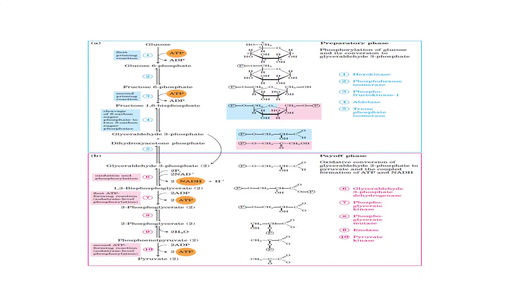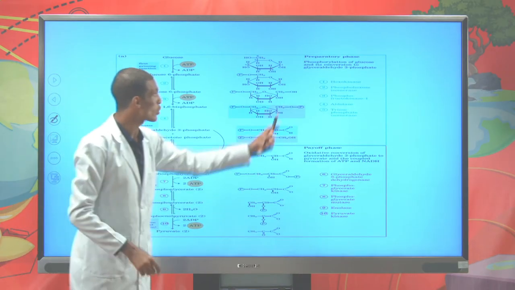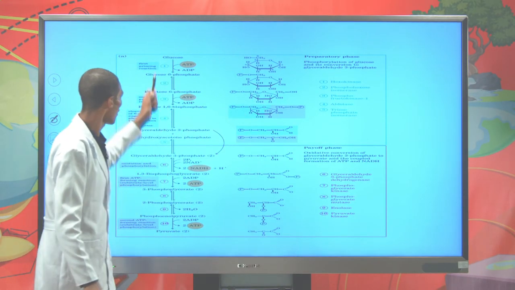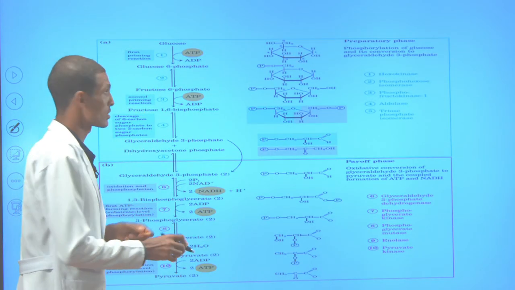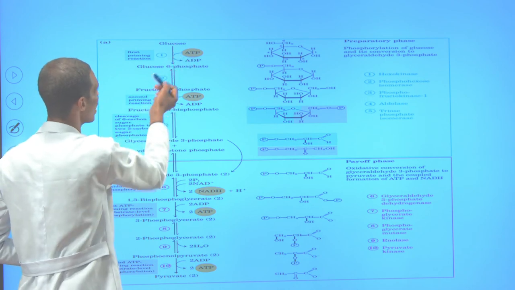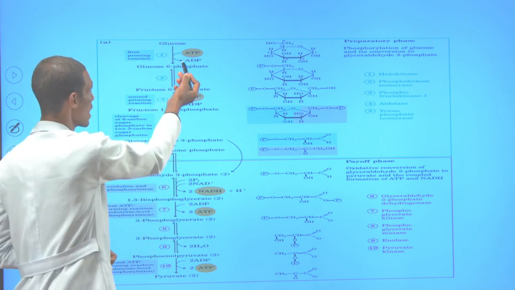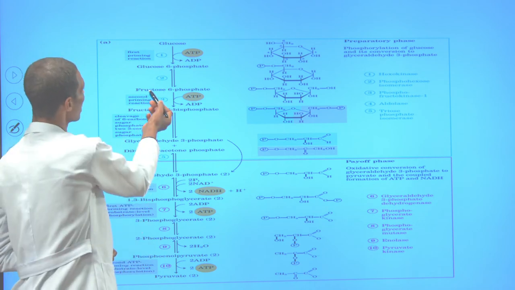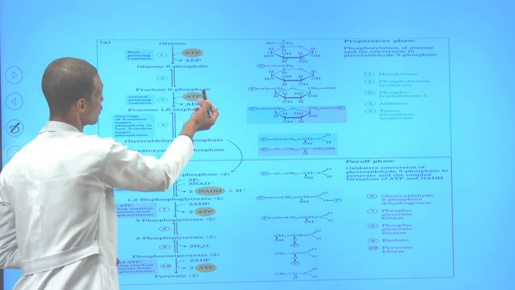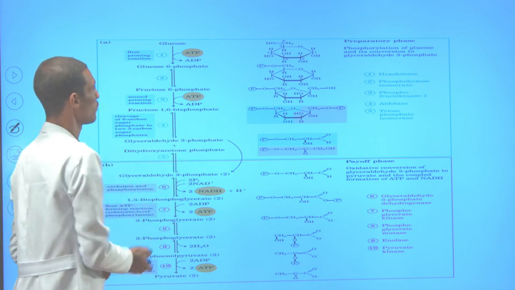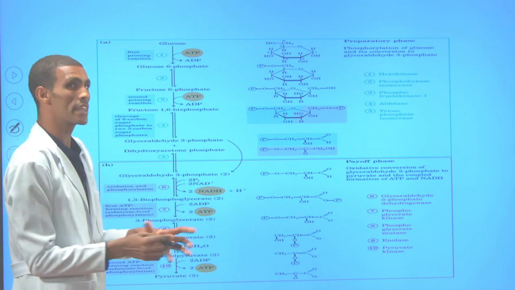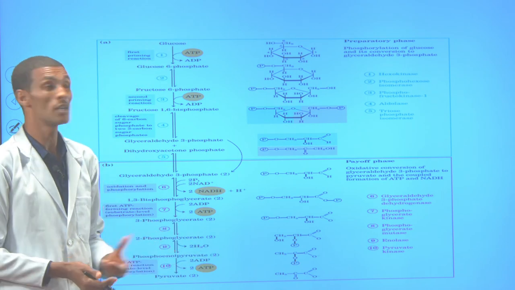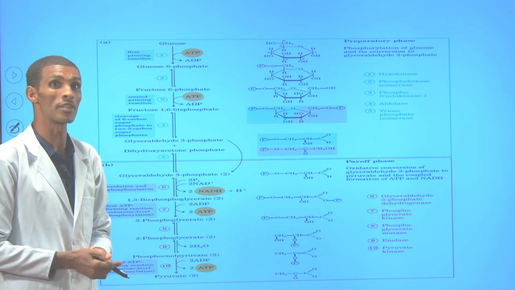Let us show this one. The steps of glycolysis look like this. This is the first phase of glycolysis, an ATP utilizing phase. During the conversion of glucose into glucose 6 phosphate, one ATP is utilized. During the conversion of fructose 6 phosphate into fructose 1,6 bisphosphate, one ATP is utilized here. This is isomerizing or arranging of the glucose structure for easy releasing of energy.